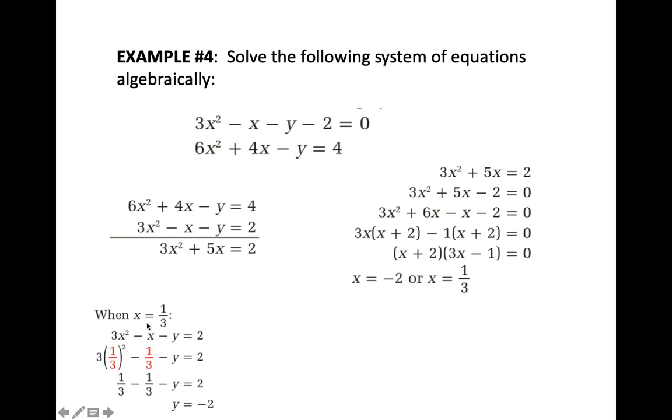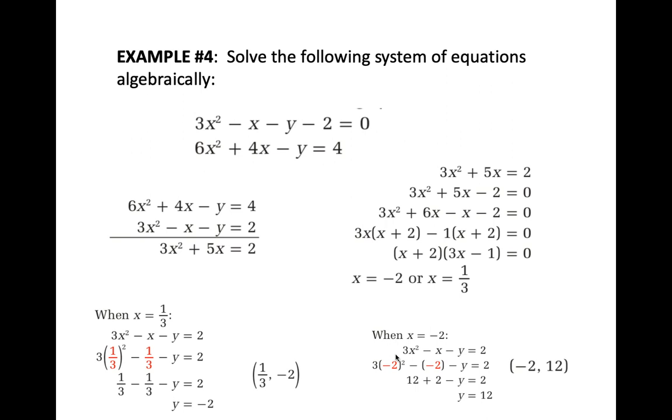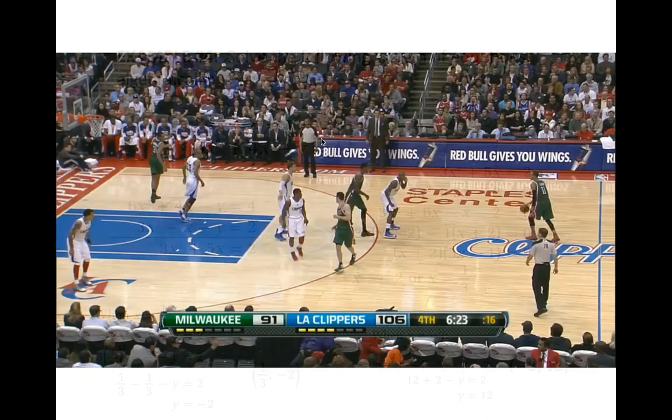You take each one of those, first when x is a third, and plug it in, so you get one answer. And when x is a negative 2, you get your second answer. Okay, really, in some ways it feels different because they're both quadratic, but it's the same kind of algebra that you're doing really when it comes down to it.